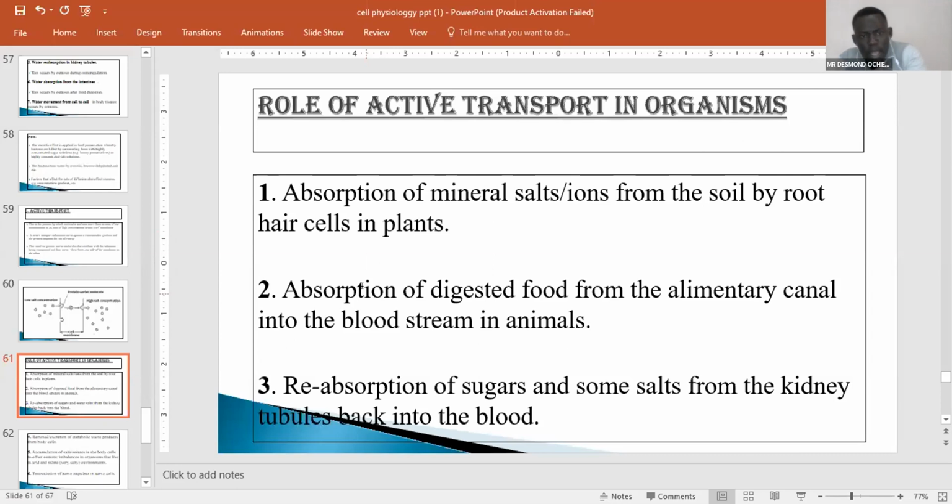Number two, and I believe you are writing these short points for your own revision, absorption of digested food from the alimentary canal into the bloodstream in animals. Then we have reabsorption of sugars and some salts from the kidney tubules back into the blood. We will be able to look at it in the topic excretion and homeostasis, a very interesting topic in Form 2. Just note that active transport is used in the reabsorption of sugars and some salts from the kidney tubules back into the blood.